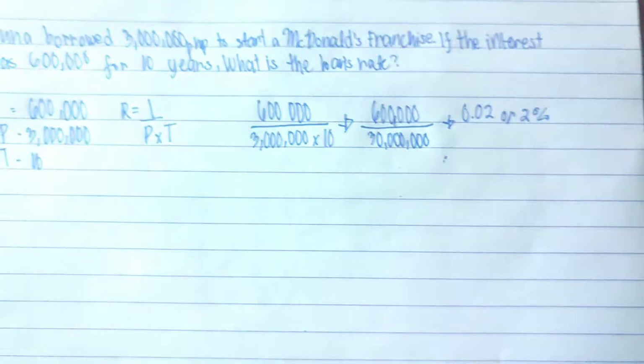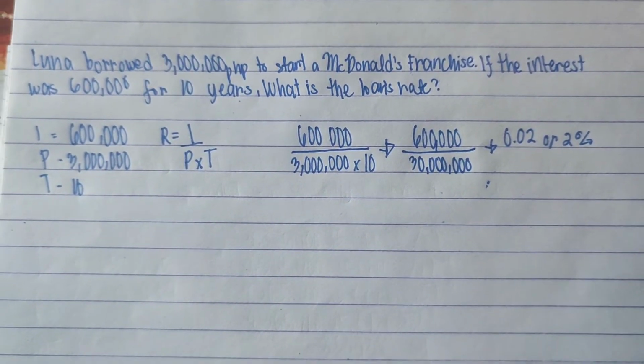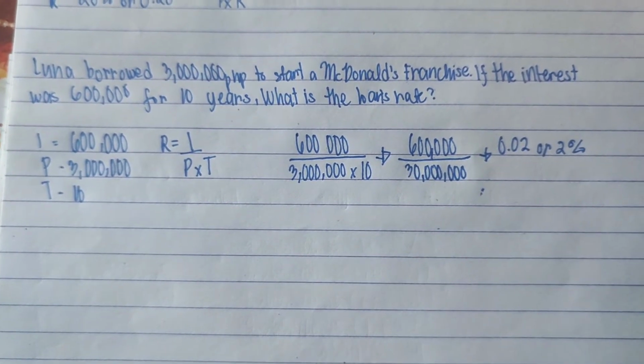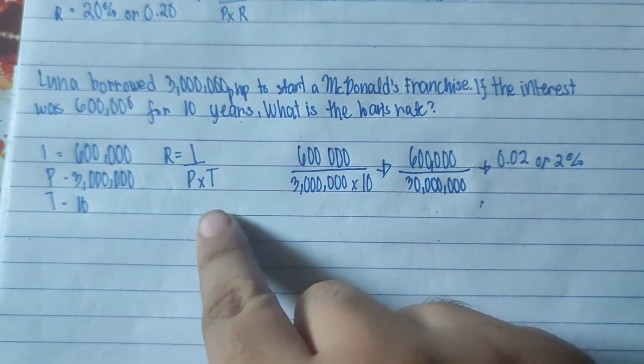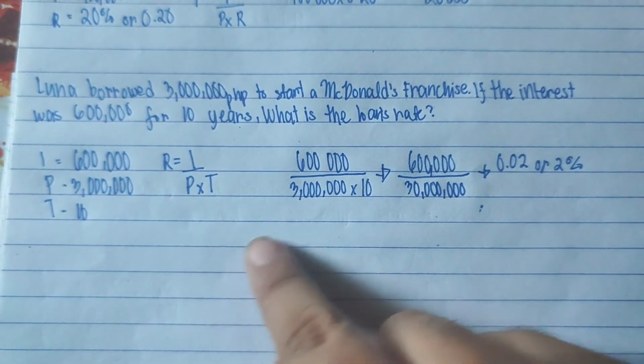Time's up. I will now be revealing the answer for the second question. So, our answer is 0.02 or 2%. Did we have the same answer? So, to get it, we need to get the rate formula, which is interest divided by principal times time.